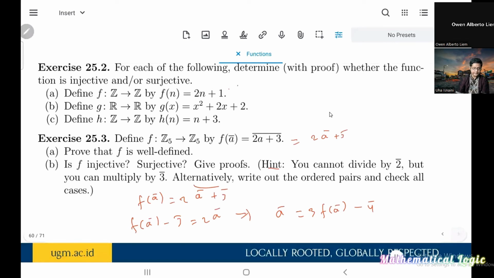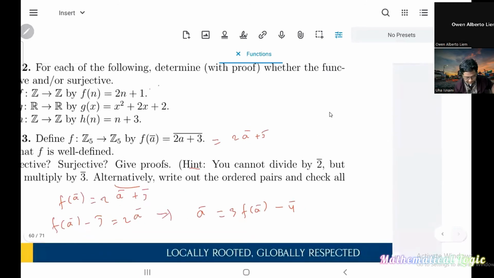Okay. Any question maybe for the third question, the third explanation? Okay, no question. So I can continue for the next one.